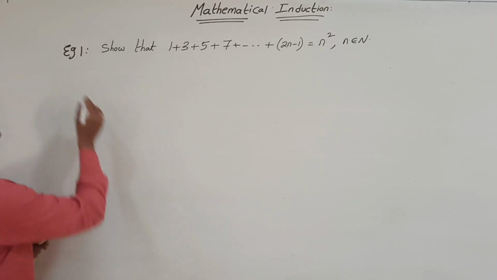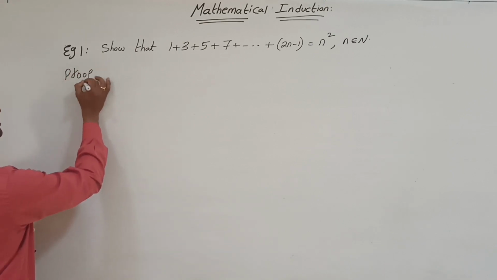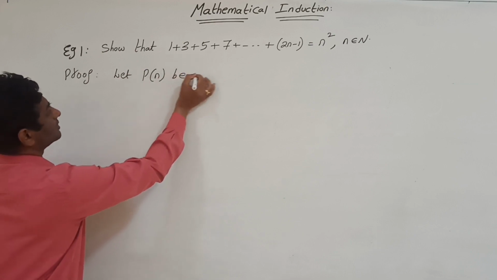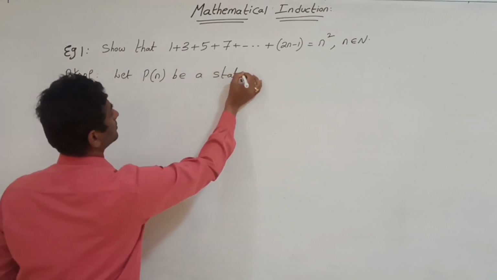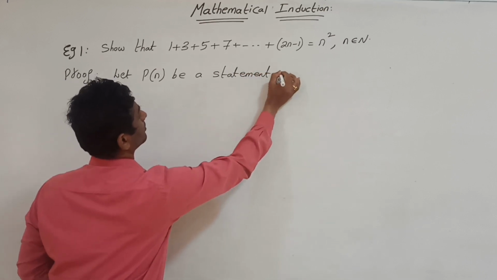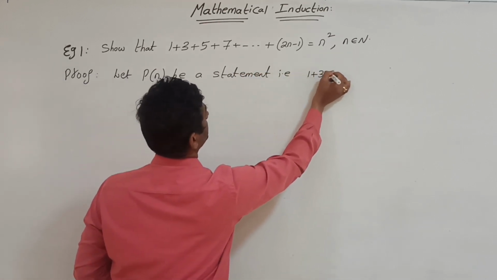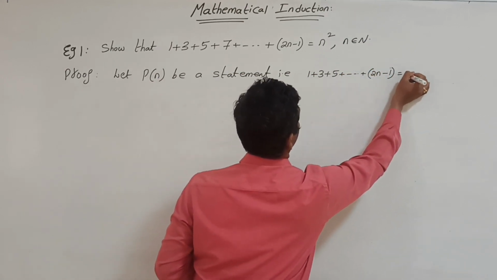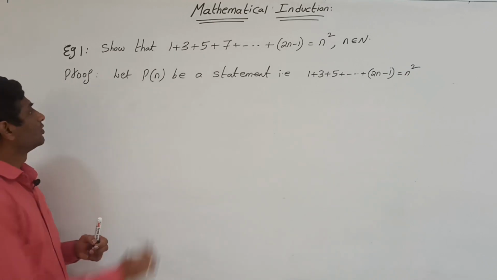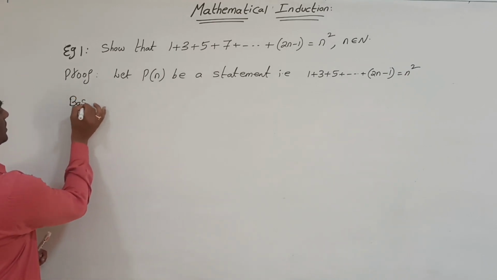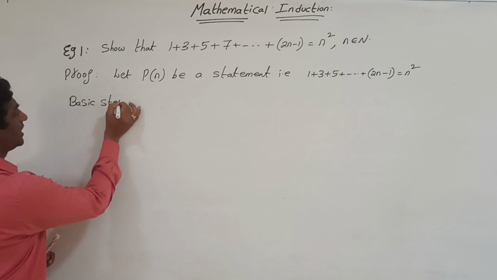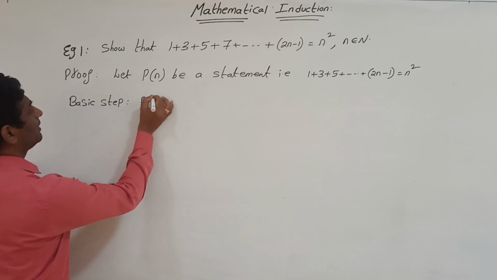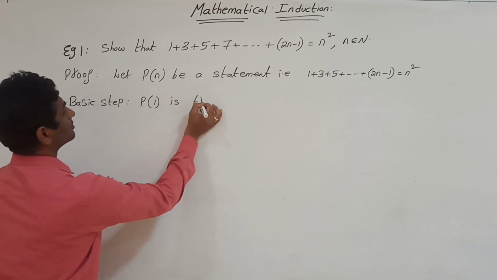Now we'll see the proof. Let P of n be the statement 1 plus 3 plus 5 plus so on plus 2n minus 1 is equal to n square. So what is the basic step? The basic step is we have to check whether the statement is true for n is equal to 1, that is, P of 1 is true.